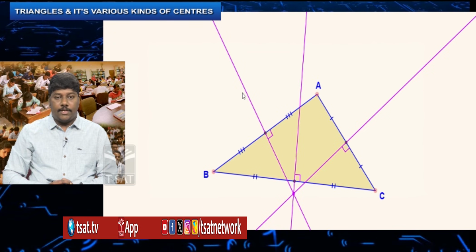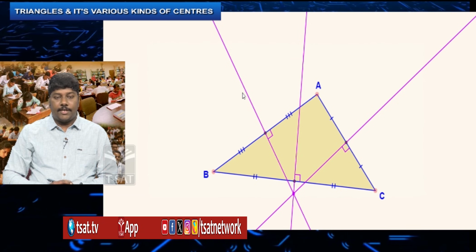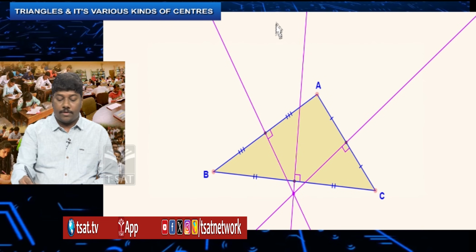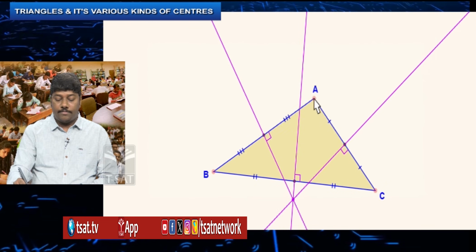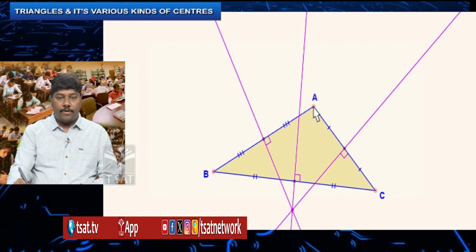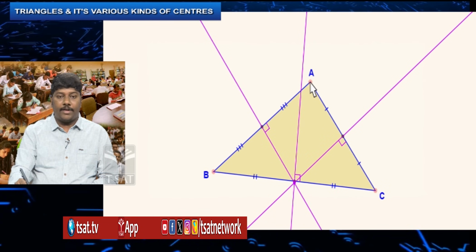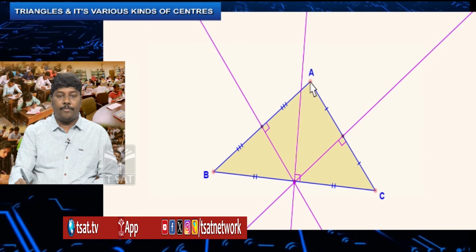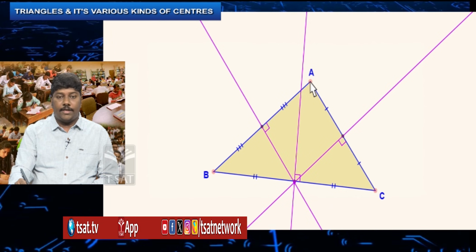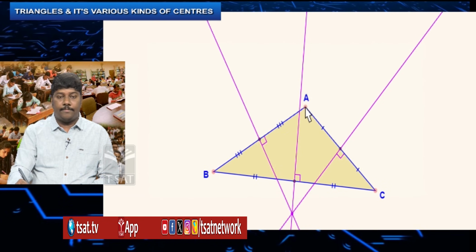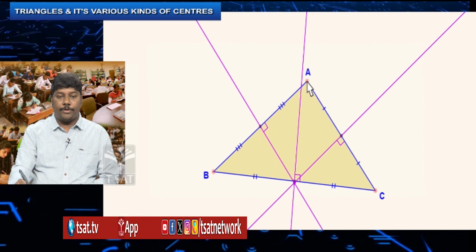Now we look at the circumcenter. The circumcenter is the intersection point of perpendicular bisectors. For an acute angle triangle, it stays inside, as you see. For a right angle triangle, with the right vertex at A, it is exactly the midpoint of the hypotenuse. It is exactly the midpoint of the hypotenuse. For obtuse, outside.